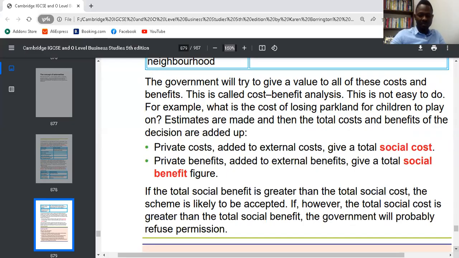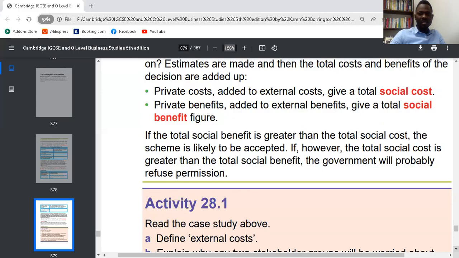Do you get it? Any question about that? So if the total social benefit is greater than the total social cost, the scheme is likely to be accepted. That means there's no market failure. So in as much as it is beneficial to the society, the government will approve it. Clear?